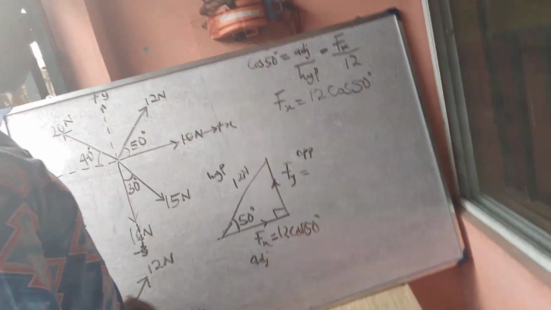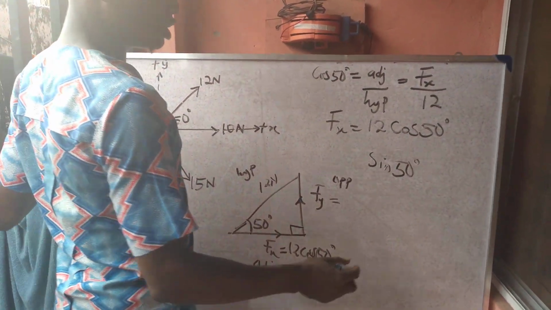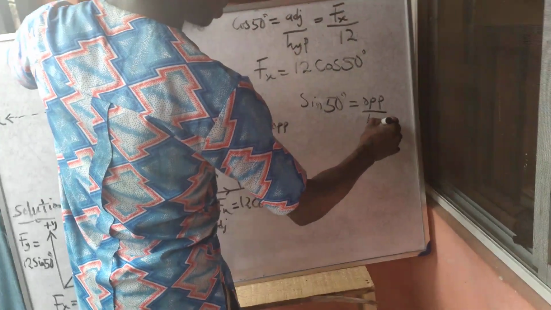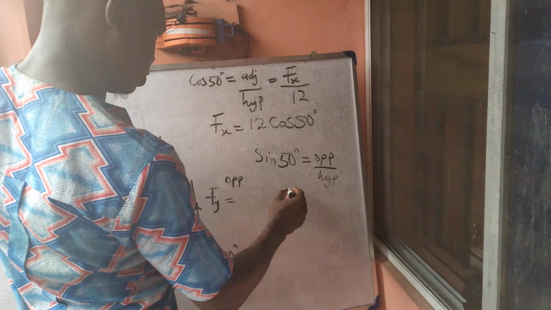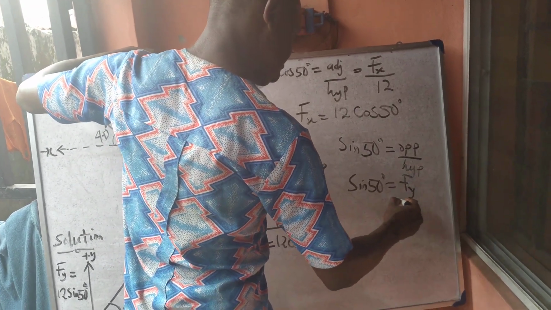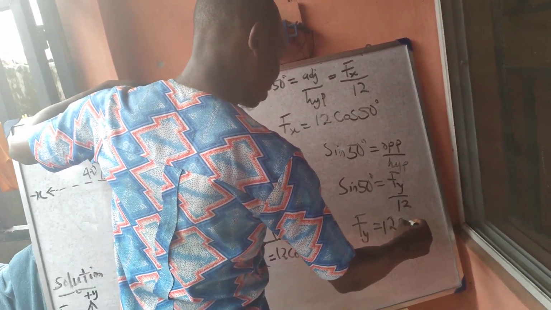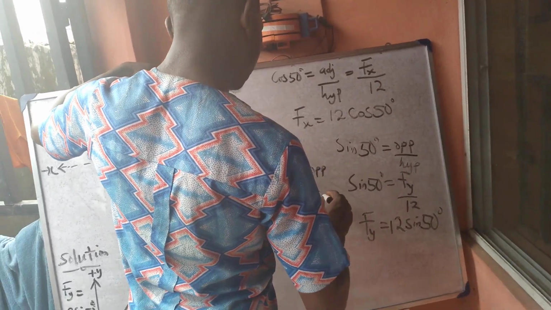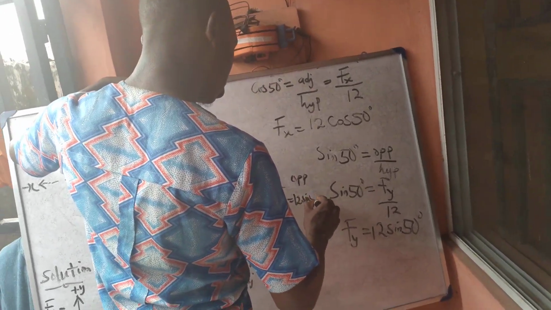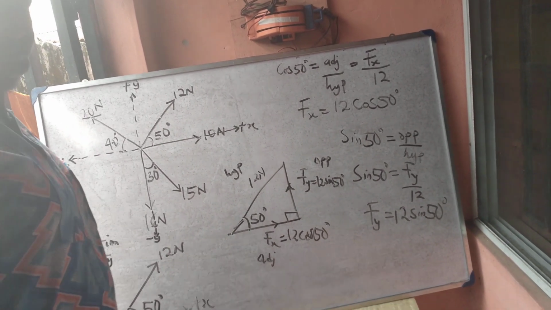So how did we get the vertical component? This will be sine. The sine of the angle 50 degrees becomes the opposite over the hypotenuse. So this becomes sine 50 equals the opposite, which is Fy, over the hypotenuse, which is F, 12 Newton. So Fy equals 12 sine 50 degrees. Okay, so that was how we got the vertical component and then the horizontal component.